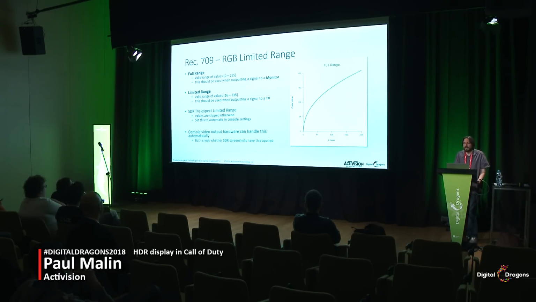Something called RGB limited range is also specified as part of Rec 709 for television signals. To provide limited range, values from 0 to 255 are literally scaled and offset and sent to the TV in a smaller range from 16 to 235. TVs are expecting this to happen and will expect values in this range. So if you send a full range value from a device to a TV, values are likely to be clipped, whereas a monitor would expect this full range signal.